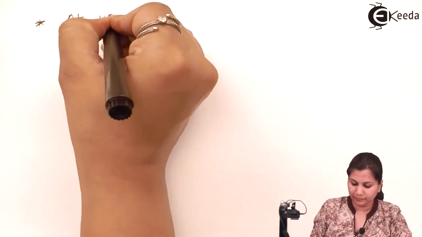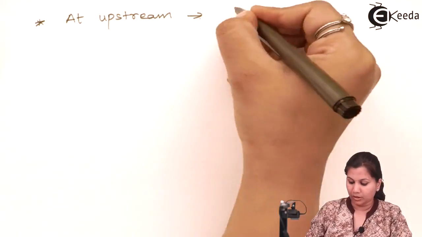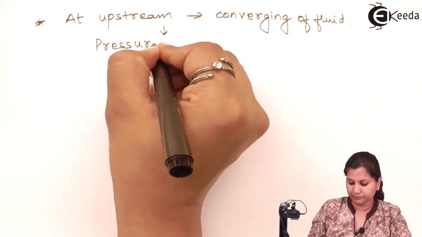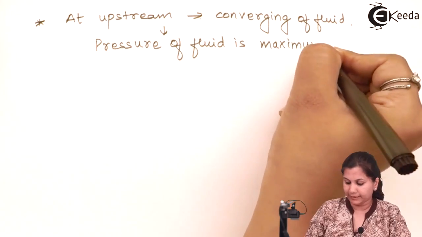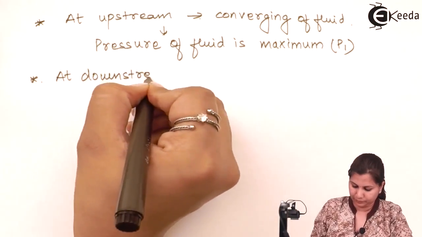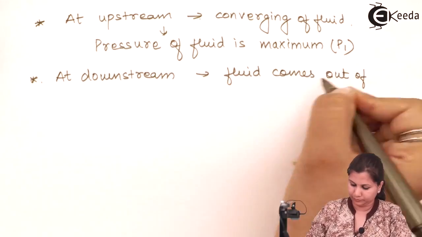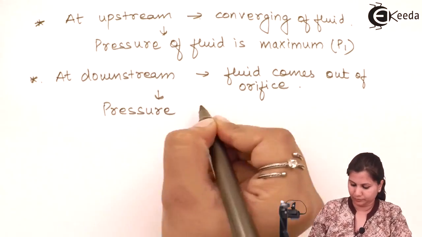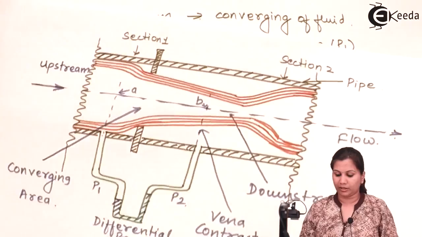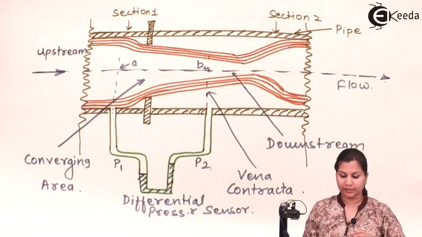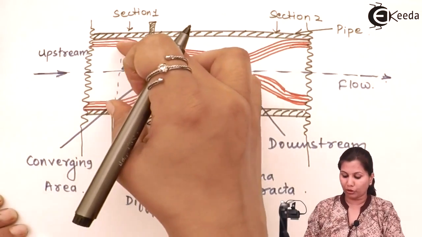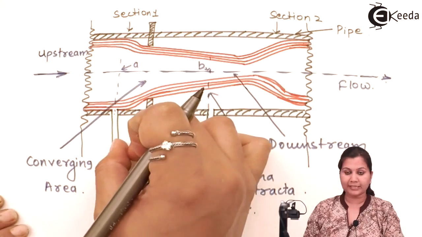Now at upstream, convergence of the fluid takes place. And this pressure is called the pressure P1. So when the fluid is converging, it will have the minimum velocity, because velocity is less at this part as it is providing very minimum restriction to the fluid. So velocity will be less but pressure will be maximum. So P1 is the maximum pressure.